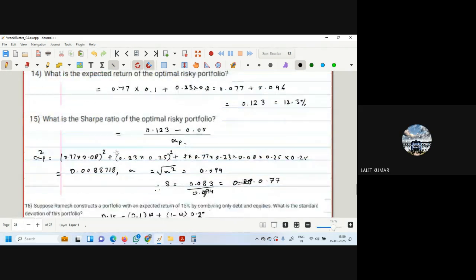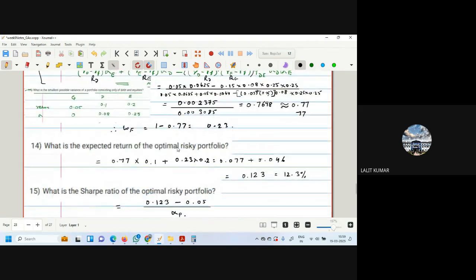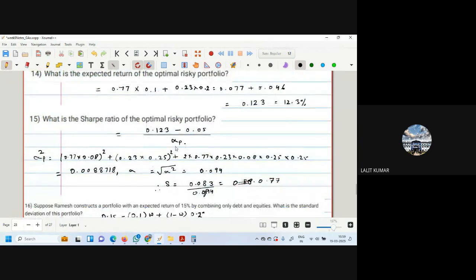Then we have to find the Sharpe ratio of the optimal risky portfolio. So it is straight away expected return minus RF, it has been given, and the standard deviation of the portfolio. Okay, so we have got this.